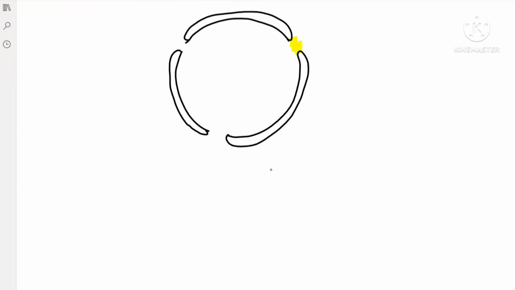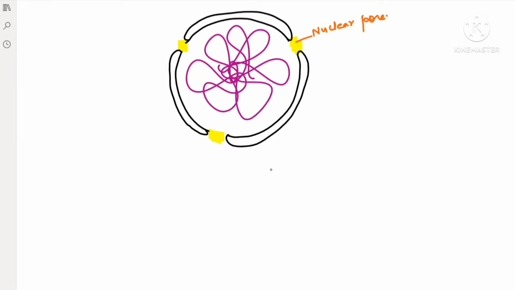This is your nuclear pore. Inside this, you are finding a network is present. This thread-like structure is known as chromatin. And you are finding one dense body here, which is spherical, not bounded by any membrane. This is known as the nucleolus. So let me first explain the nucleus, then we will come to the endomembrane system.